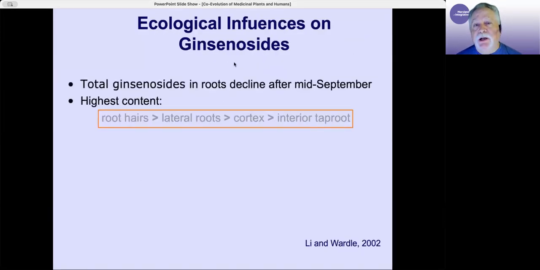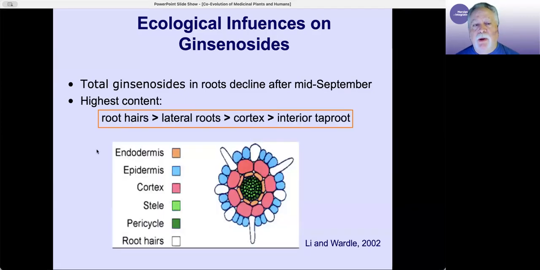If we look at ginsenosides, which are one of the main compounds in ginseng, total ginsenosides in roots decline after mid-September. And that tells you something. It says, hey, when everything goes into quiescence and everything's cold and biological processes slow down and everything goes dormant, we don't need them. The other thing is they tend to be in greater amounts in root hairs, as opposed to just the lateral roots or the cortex or the interior taproot. You can see this image to give you an idea of the relative location. That tells you root hairs are very deeply involved in the interaction with the ecosystem and what's in the soil.